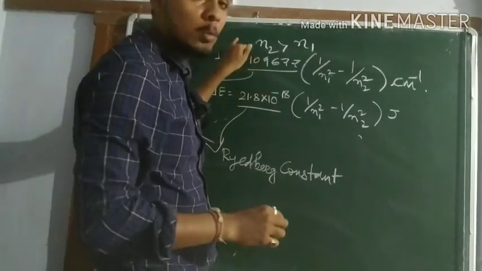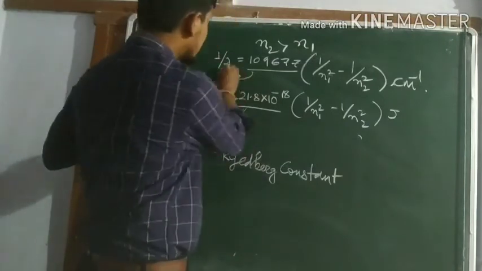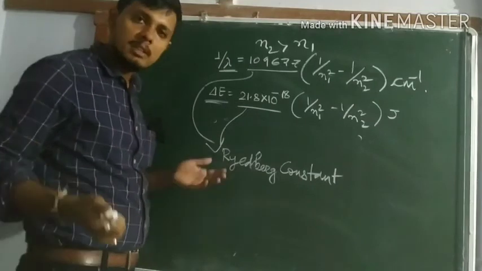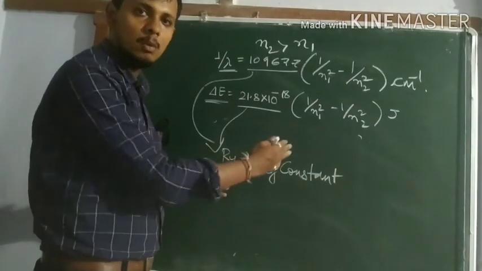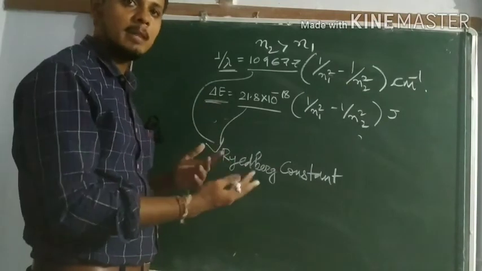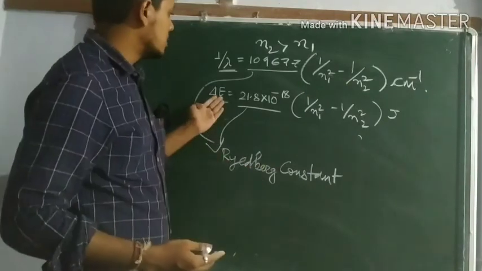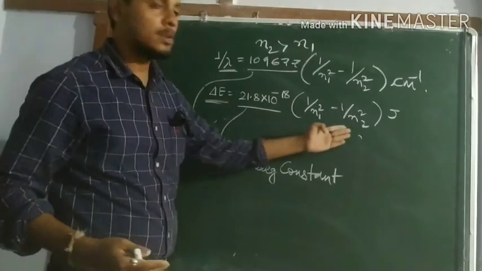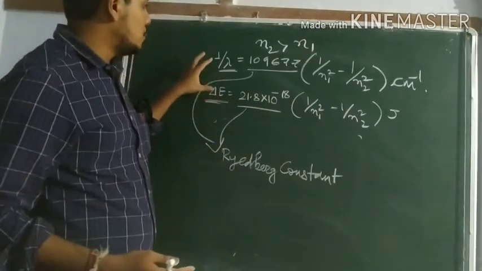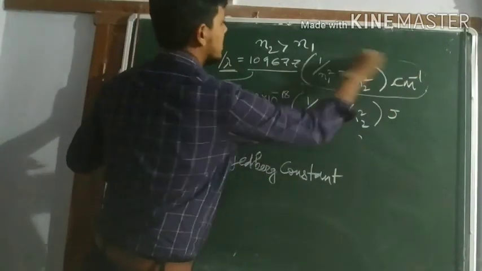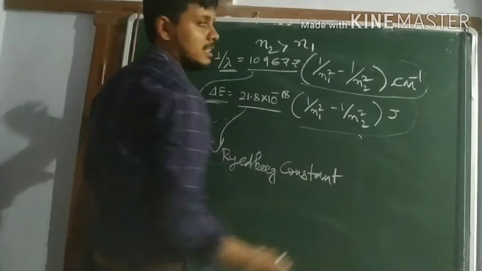When the electron comes from n2 to n1, how much wavelength will be emitted is given by 1 by lambda, and delta E is the energy difference between the two levels, that means the energy of the electromagnetic radiation that goes out. So delta E, this much of energy will be carried by the electromagnetic radiation. So delta E is 21.8 into 10 to the power minus 18 into 1 by n1 square minus 1 by n2 square joule. If we see these two, this is in terms of centimeter inverse, wave number, and this is in terms of joule, that is energy.